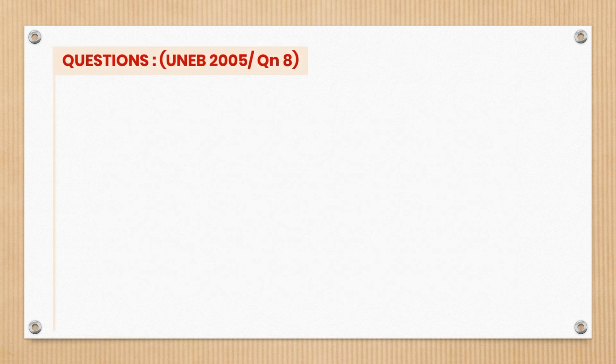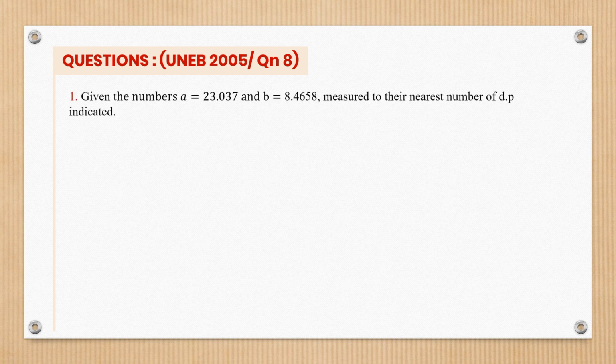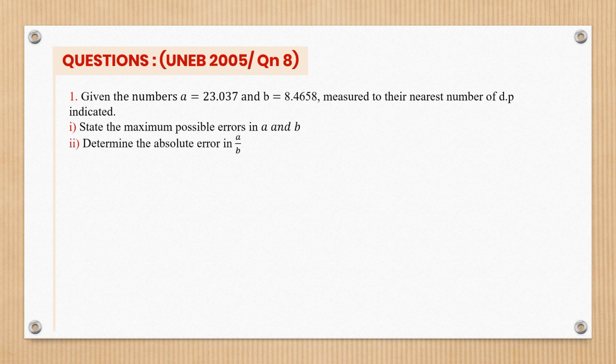Alright, so let's look at a question from UNEB 2005, question number 8. It says, given that the numbers a is equal to 23.037 and b is equal to 8.4658, measured to the nearest number of decimal places indicated. Part 1, state the maximum possible errors in a and b. In part 2, determine the absolute error in a over b. And in part 3, we're told to find the limits within which a over b lies, correct to decimal places. So let's look at how to solve this.